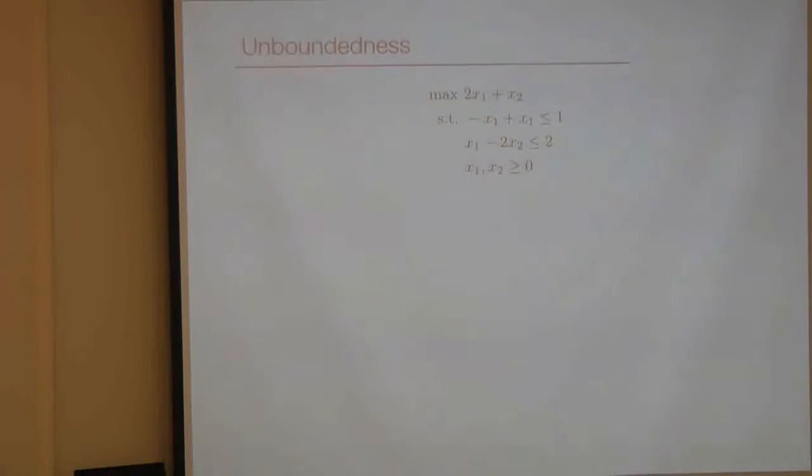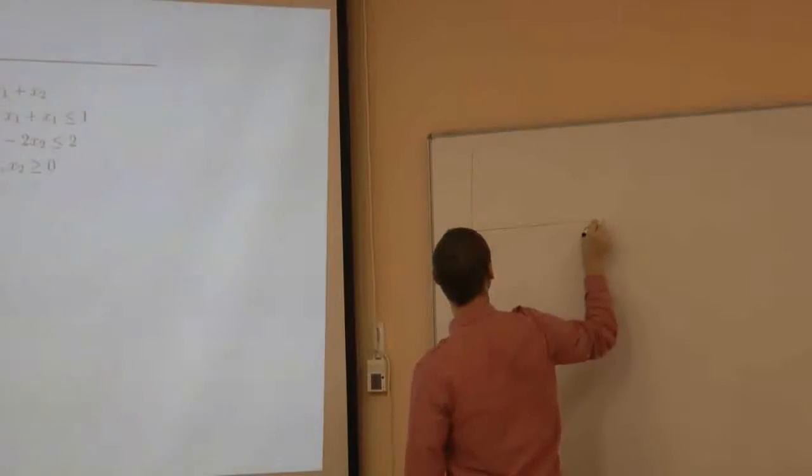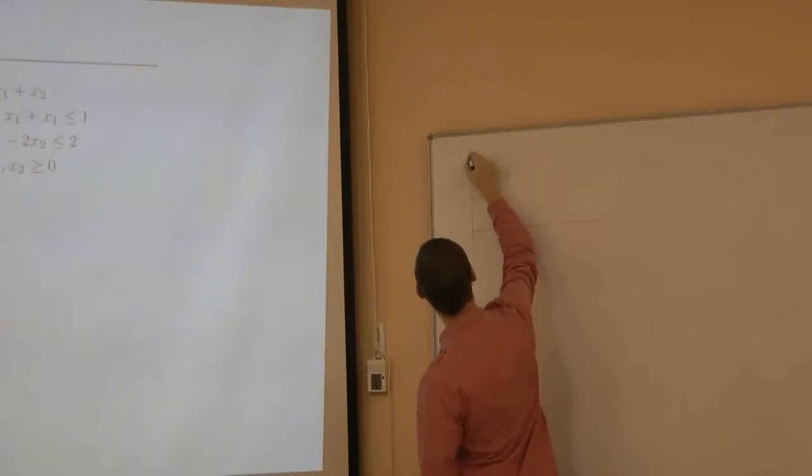Let us solve the problem. And we can solve the problem in two ways. We can solve it either using an algorithm, like a simplex algorithm, or we can solve it geometrically. So let us try the geometric method first. So let us draw the feasible set of this problem.